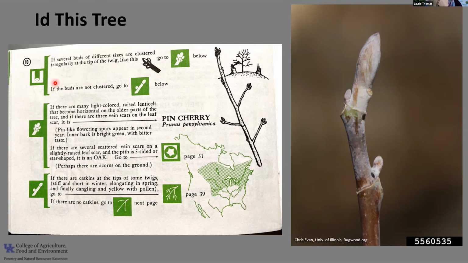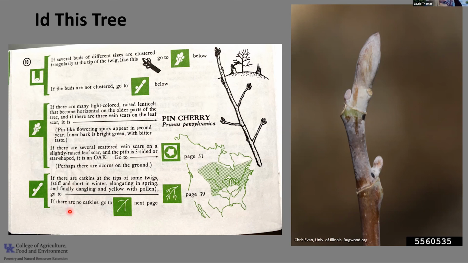And it says if there are several buds of different sizes clustered irregularly at the tip of the twig, see, it gives you a little drawing to show you what it means. Or if the buds are not clustered, we want to go below. Well, we don't see clustered buds. We see actually one bud up there, one nice bud. Actually, it looks valvate, like it's got just two scales on it. So we're going to need to go to the bracket below.